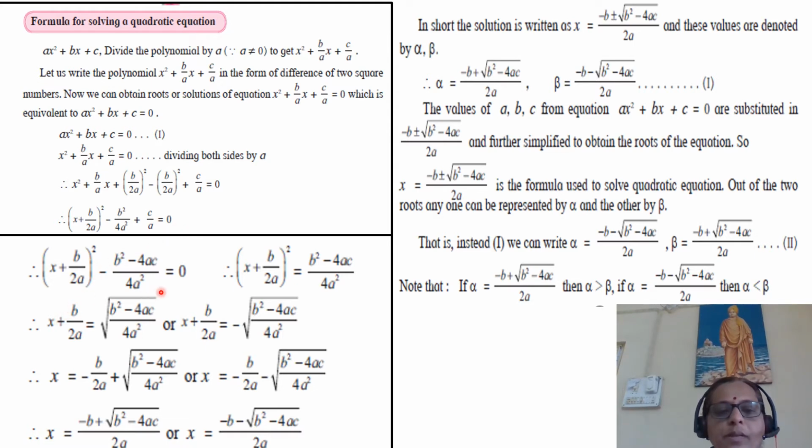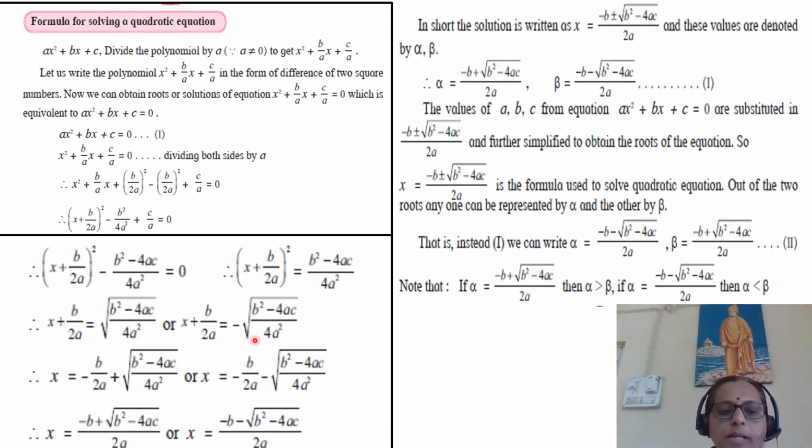Transfer this term to the right side, so it becomes (b² − 4ac)/4a². The left-hand side stays as (x + b/2a)². Taking the square root of both sides, the left side is x + b/2a, since it was a whole square and we have taken the square root. The right side is the root of (b² − 4ac)/4a². The root of 4a² is nothing but 2a.